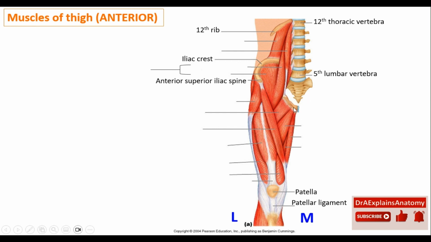We can see also part of the hip bone, the pubic, that's the pubic symphysis right here, the patella and the patellar ligament. The lower extremity in this figure is in the anatomical position. Based on that, this is the lateral aspect and this is the medial aspect. Starting with the first muscle, this is the quadratus lumborum muscle. Quadratus, it has 4 angles. Lumborum, it is related to the lumbar region.